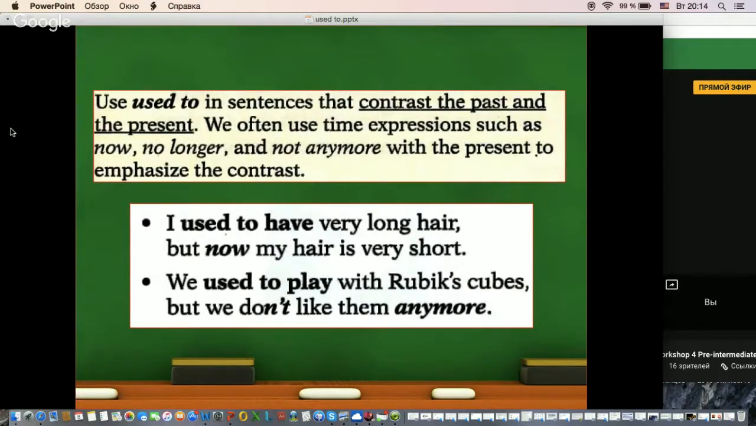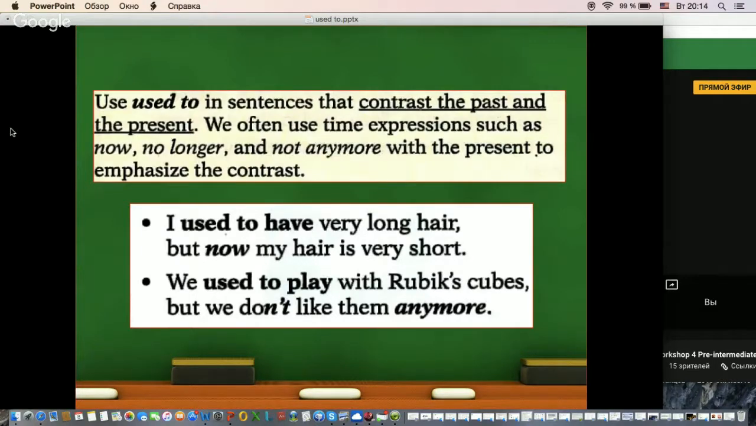И чтобы подчеркнуть разницу между тем, что было в прошлом, и тем, что есть в настоящем, мы используем now, то есть сейчас, ранее, раньше, когда-то. У меня были длинные волосы, но сейчас мои волосы очень короткие. Сейчас у меня короткая стрижка.